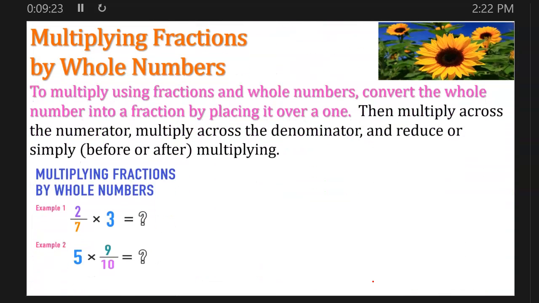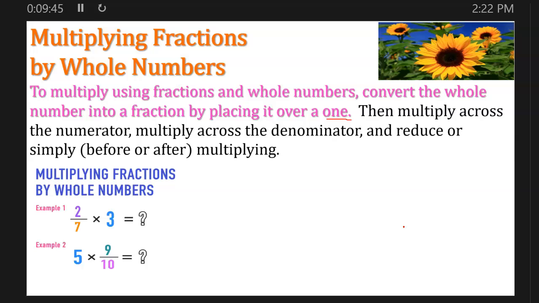Okay, so multiplying fractions by whole numbers, the difference is you need to turn that whole number into a fraction first. So to multiply using fractions and whole numbers, convert the whole number into a fraction by placing it over a 1. Then multiply across the numerator and multiply across the denominator. Then reduce or simplify before or after multiplying.